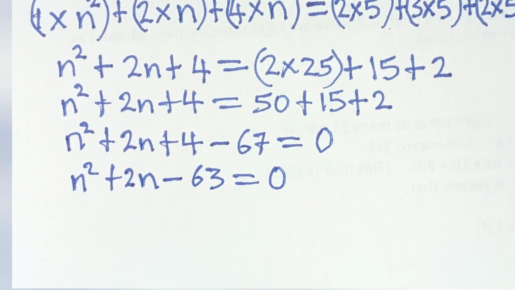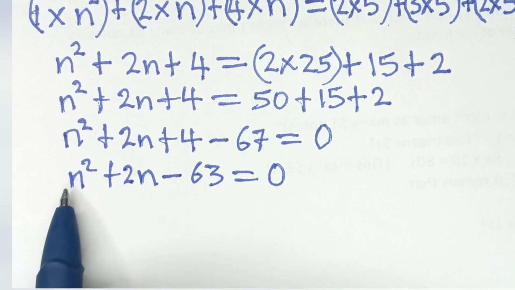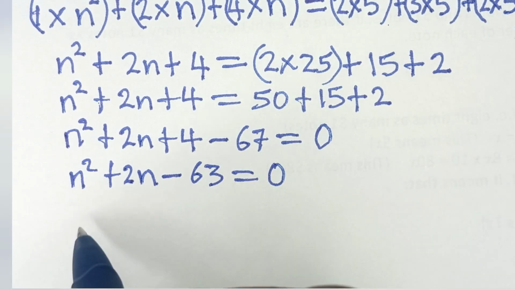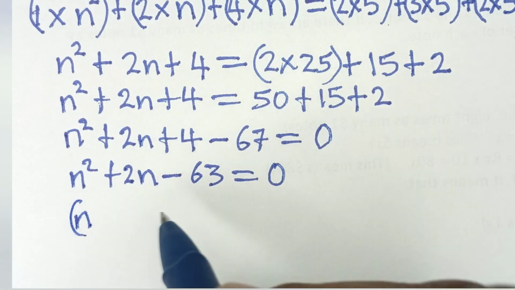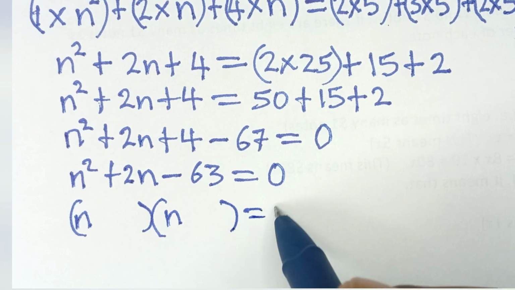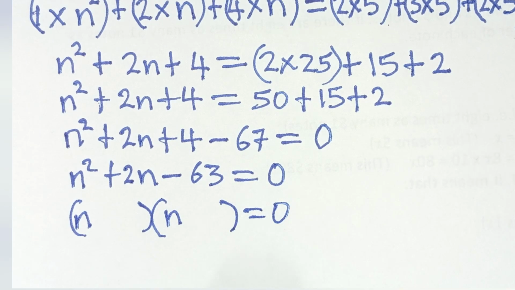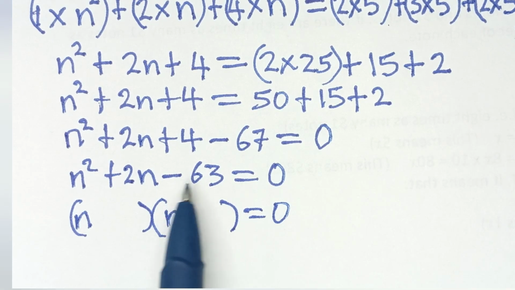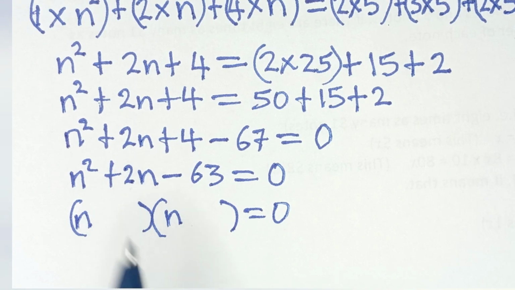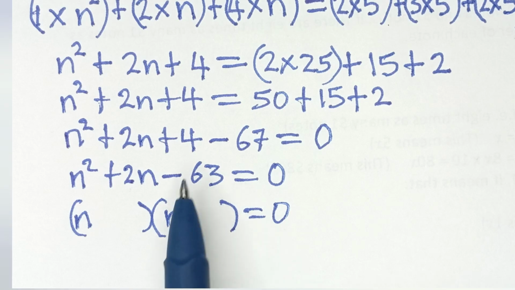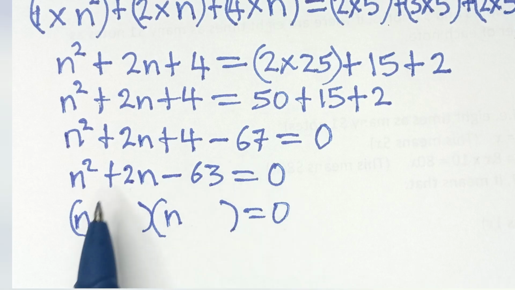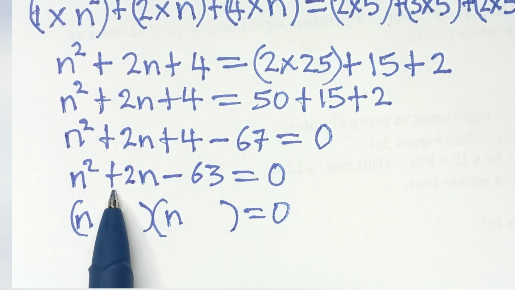Now for us to solve this quadratic equation, the simple trick here, because the coefficient of n squared is 1, is to introduce n and open up brackets. Take another n, open up a bracket, and equate it to 0. We're now going to look for two numbers such that their product is negative 63 and their sum is positive 2. Because the signs are different, the two numbers will also have different signs, with the higher number taking the positive sign.